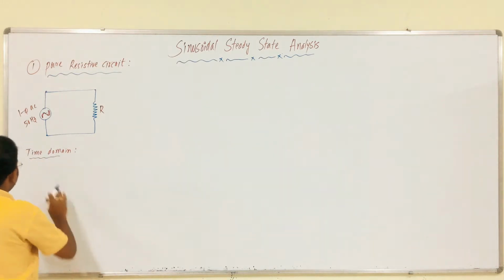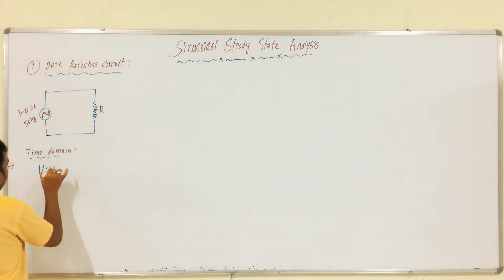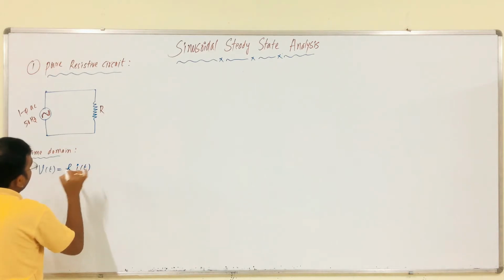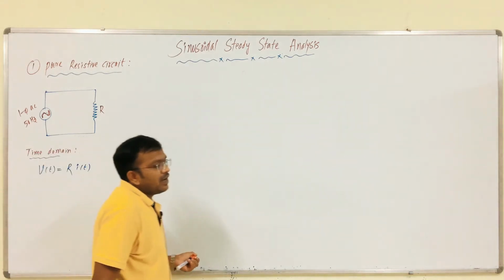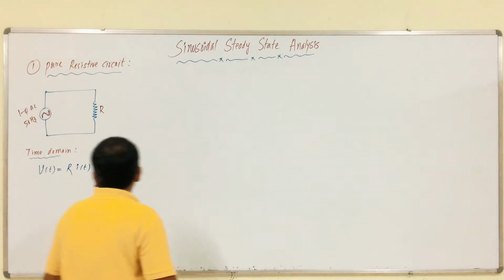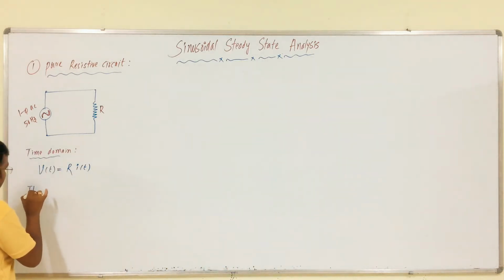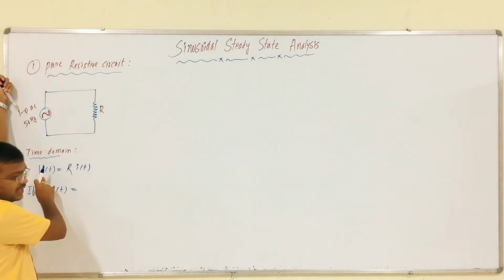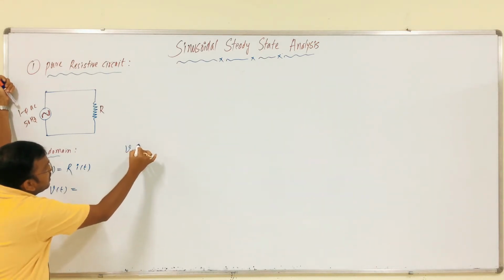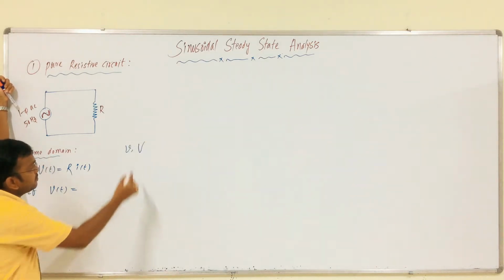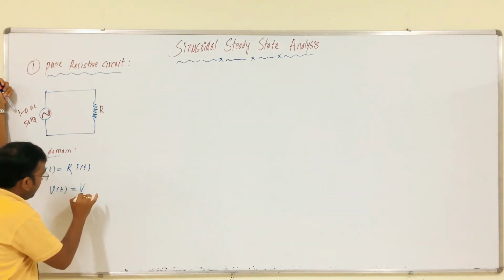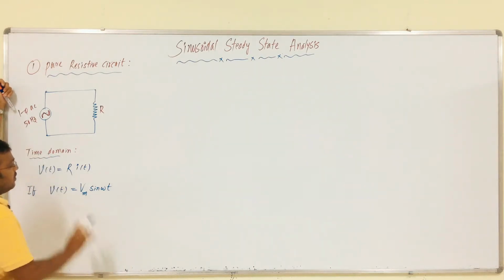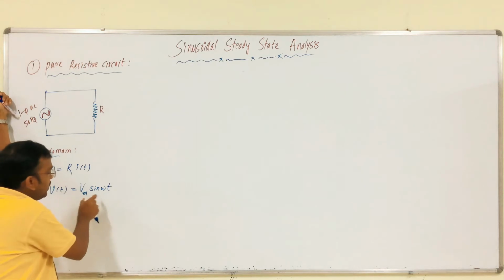Later the frequency domain. In the time domain, V of t equals R into I of t, simple, V equals I into R. V of t is the instantaneous value. Small letters indicate instantaneous values, and capital letters mean RMS or maximum. Let us take the instantaneous value of voltage as Vm sin omega t.